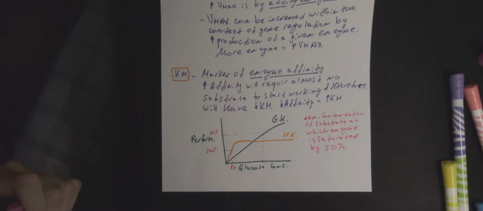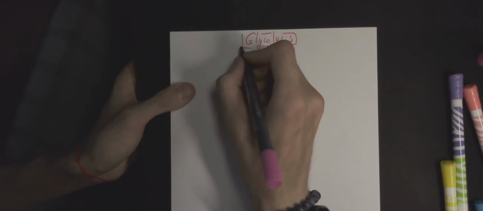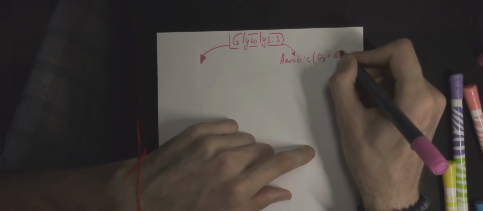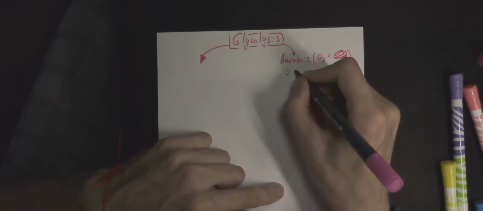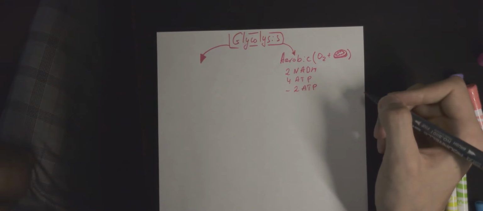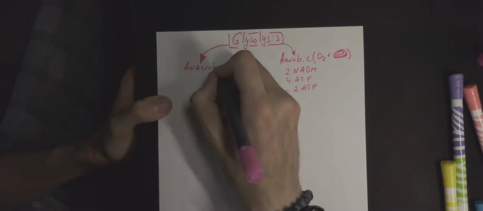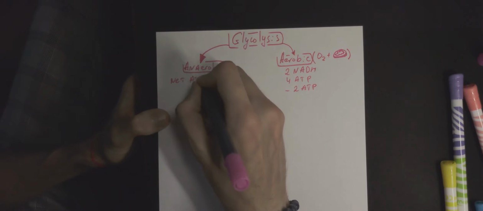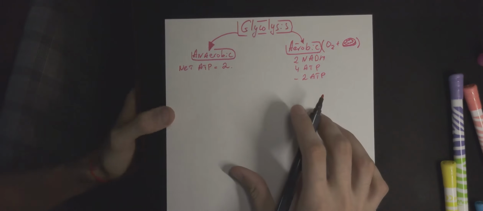There are 2 types of glycolysis: aerobic, which requires oxygen and mitochondria. Its profit is 2 molecules of NADH and 4 molecules of ATP. But during the process we lose 2 molecules of ATP. And anaerobic glycolysis, in which net ATP is 2. Think of it as when you can't make respiration.